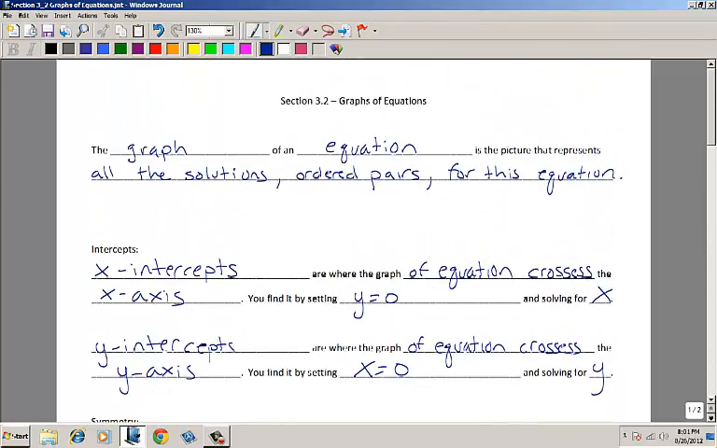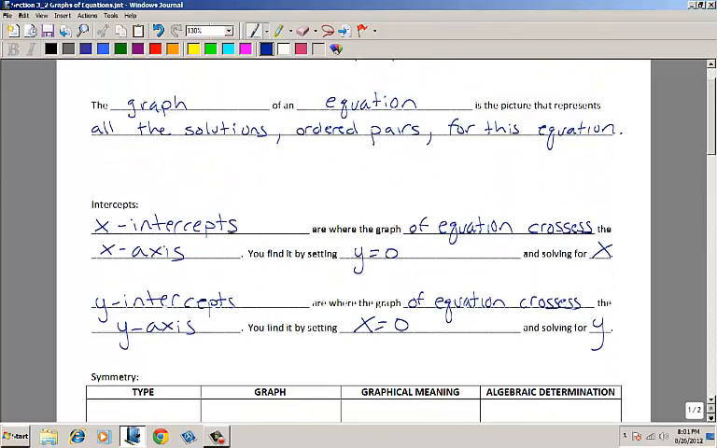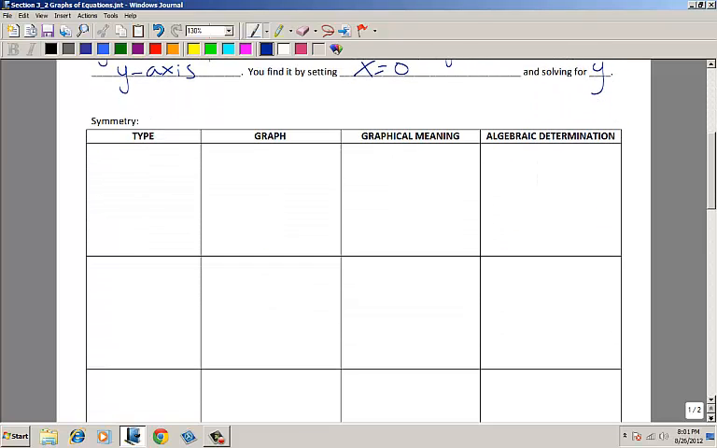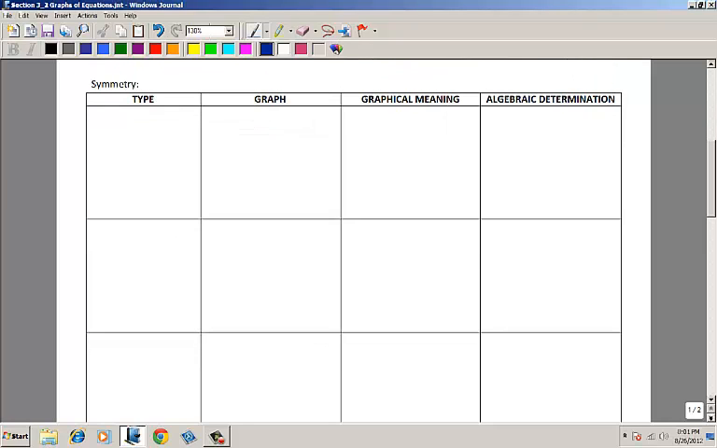Okay, so when we graph equations, we're going to be looking at a lot of different things. We are going to be graphing a lot of equations in section 3.6, and that's not going to be for a little while. One of the things that we're going to do is find the intercepts for these equations. Another thing that helps us when we are graphing equations is looking at symmetry, what kind of symmetry, if any, that our equation has. So let's look at the three different types of symmetry.